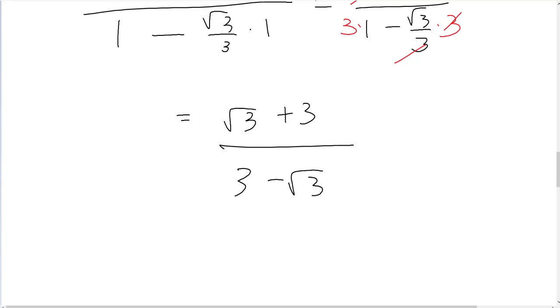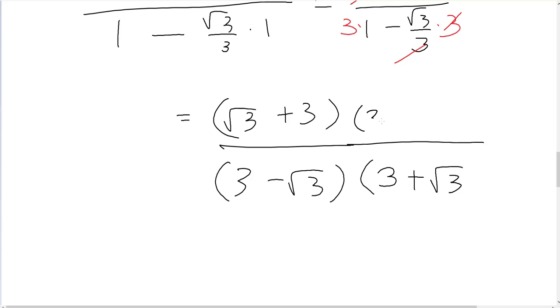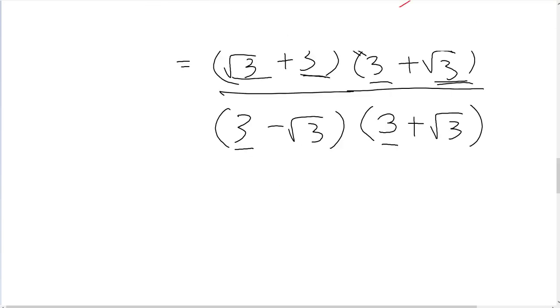Now this is still a radical in the denominator. We need to rationalize that. So when it comes to rationalization, you need to multiply by the conjugate of the denominator. What is the conjugate? If it's a minus b, you have to multiply a plus b, top and bottom. And now the denominator is a minus b times a plus b. So 3 squared minus square root of 3 squared, which is 6. And that's the denominator. Numerator, you will have to distribute it.